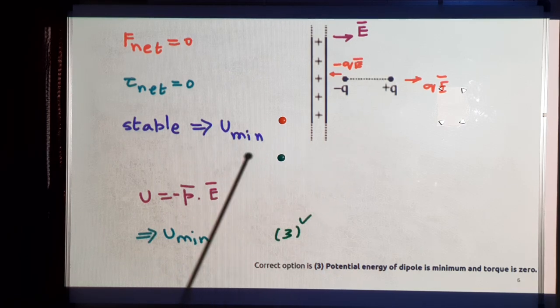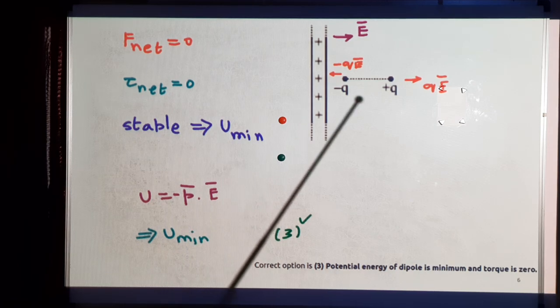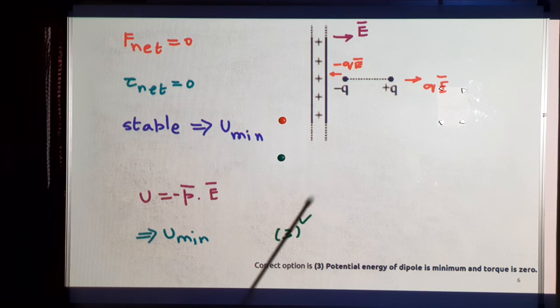Another way to figure out the energy is minimum is from the formula potential is minus P dot E. So this will be minimum when P dot E is positive and maximum. So that is when theta is 0. So here theta is 0 because P is towards right, E is also towards right. So option 3 is the correct answer.